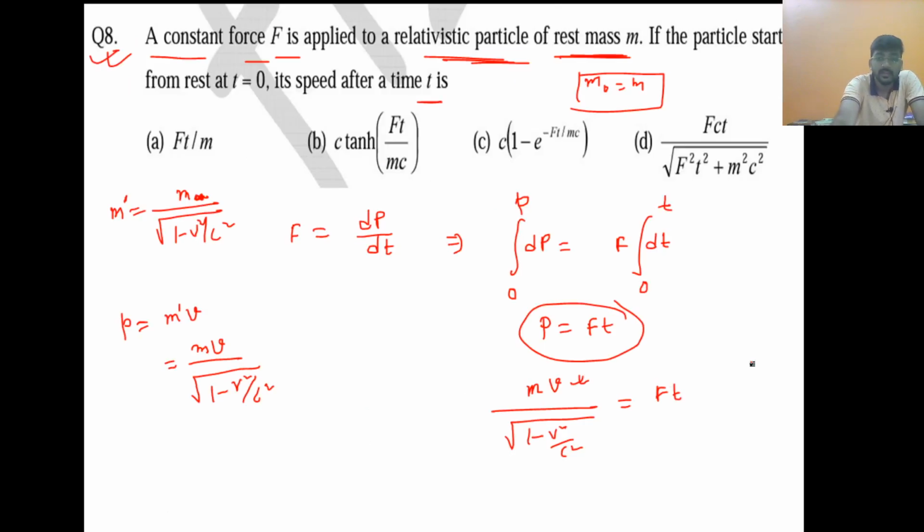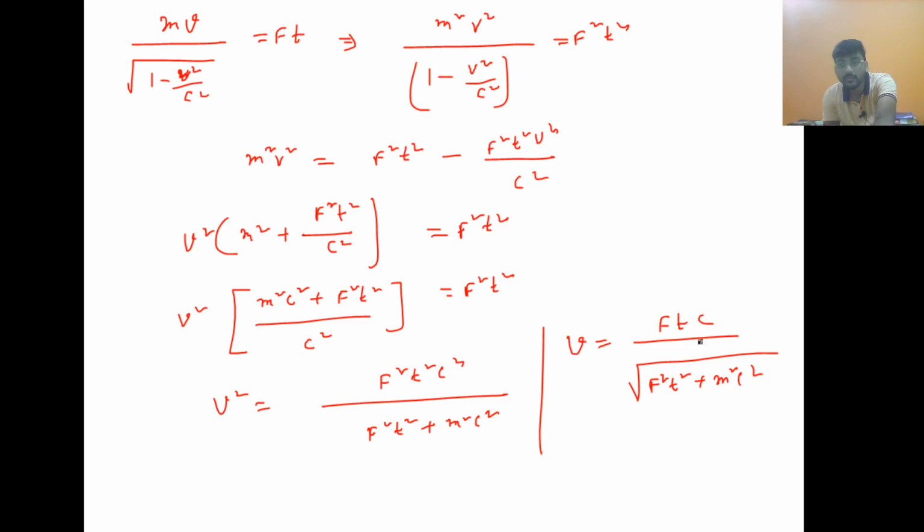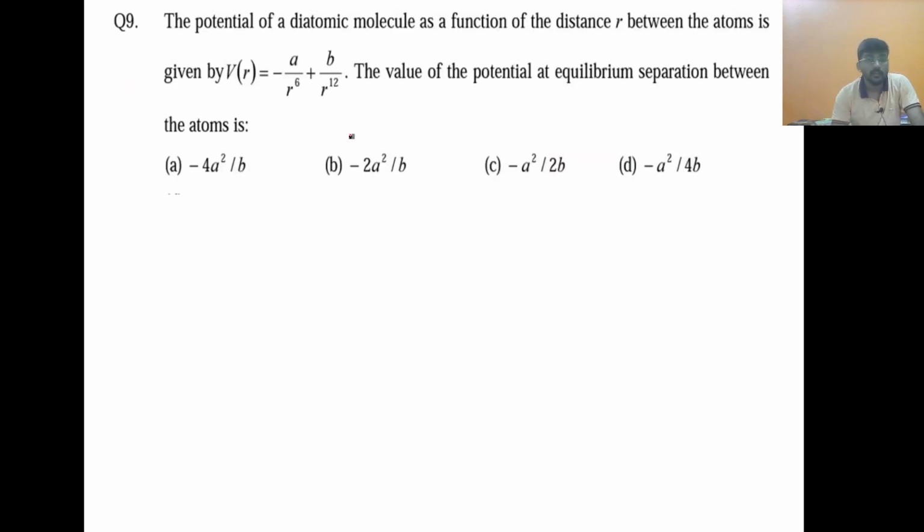Okay, so let me check the option. Yes, option D is correct. Okay, ftc divided by root f square t square plus m square c square. So option D is correct. Now let us move to the next question.